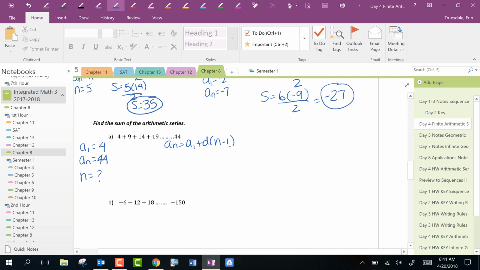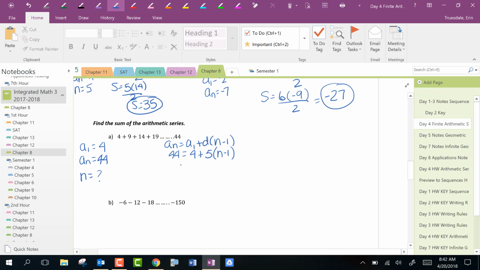Could you sit here and figure out what term that is? Yeah, you could. But I wouldn't suggest that when the sequences get to be pretty complicated. Okay, and so I do have An. I do have A1. Do I know d? What are you changing by? 5. So I do have that, and I don't know n. The only thing that I'm missing is that n, and I can solve now for that.